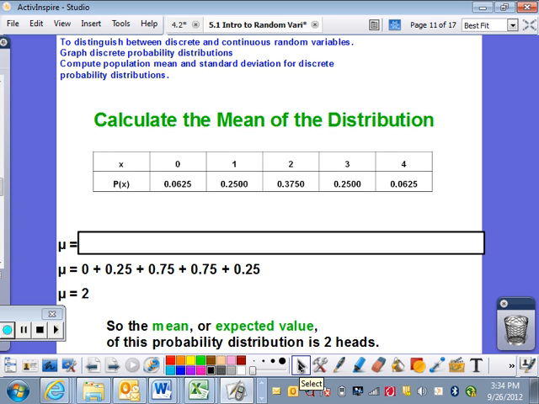Okay, with your formula for mu, so it's the sum of x times probability of x.